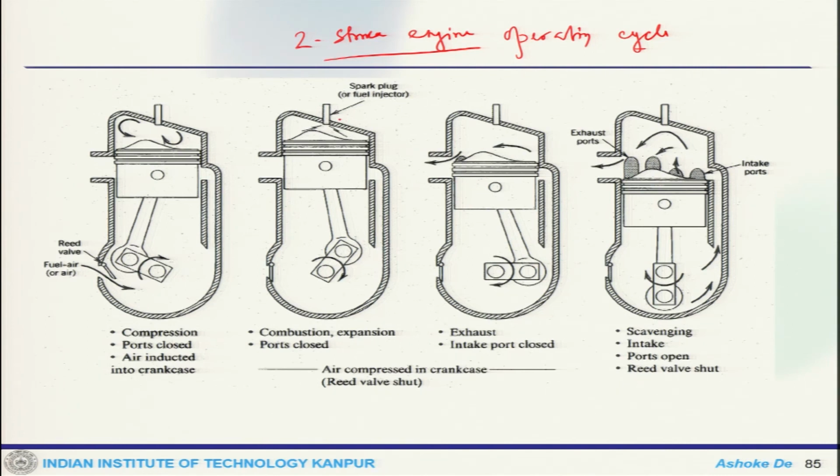Then in this stroke, this is combustion, expansion, ports closed. This is basically the two-stroke process. Now, this is the expansion and power stroke, similar to that in the 4-stroke cycle, until the piston reaches BC, when the exhaust port opens. So, essentially it is happening in the two stroke cycle. We will complete this discussion in the subsequent lecture and we will stop here today.